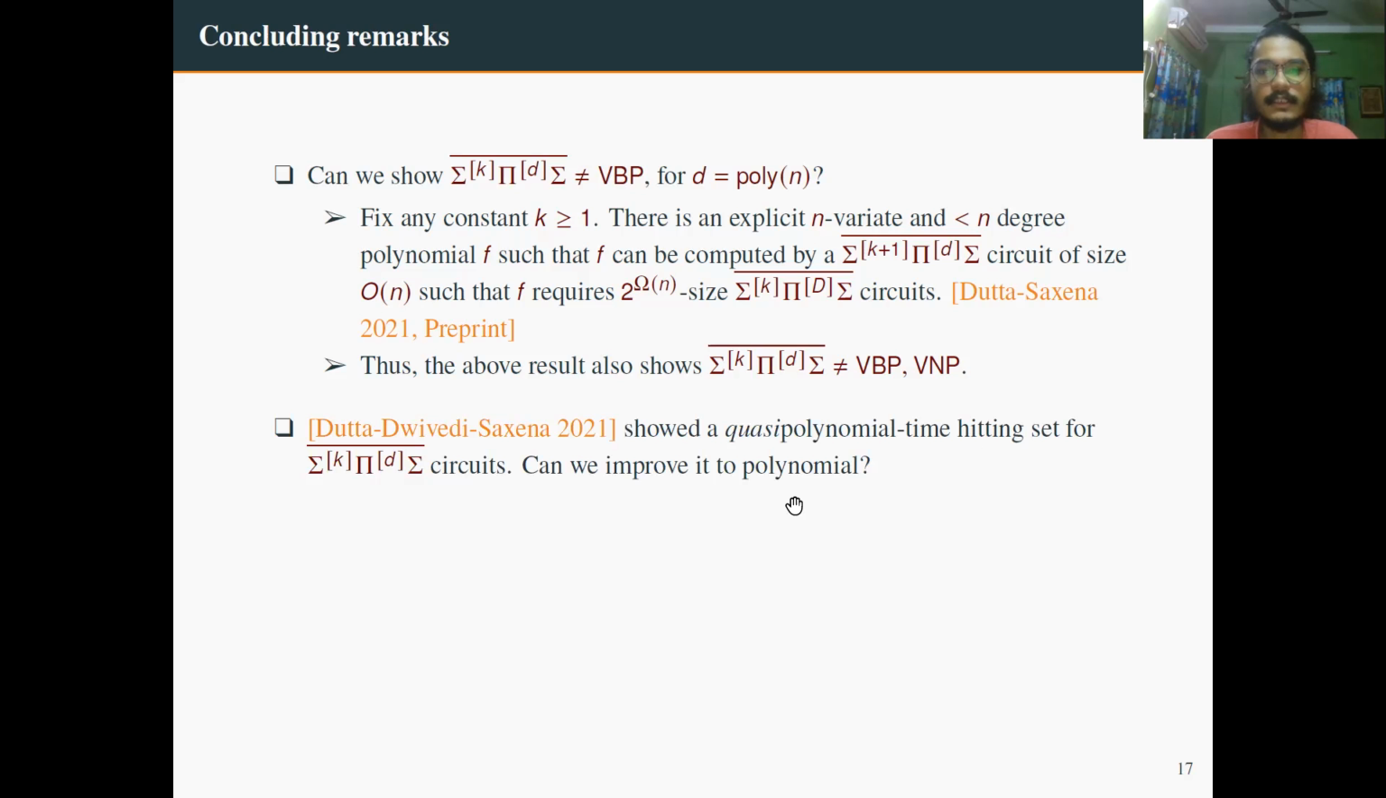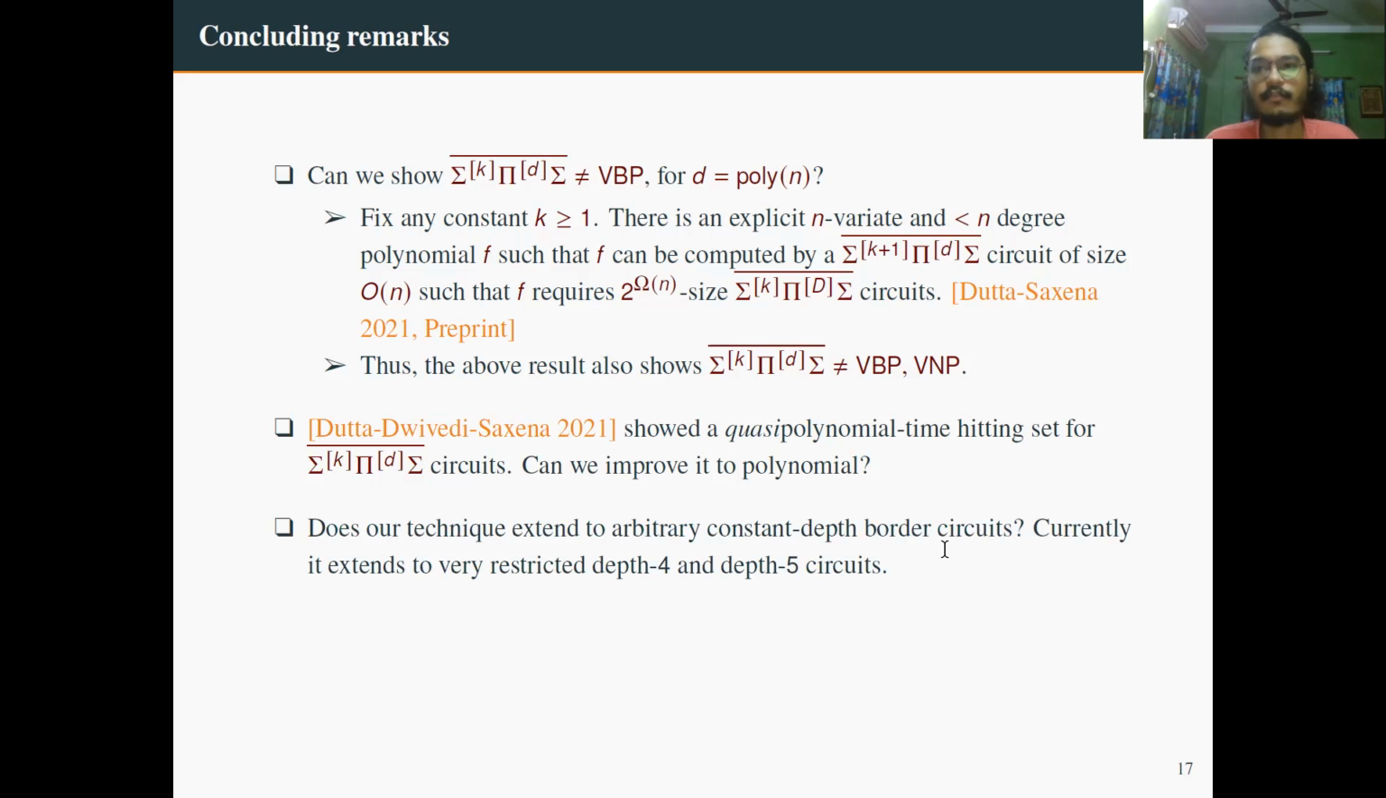Another interesting question is to improve the quasi-polynomial hitting set to a polynomial time hitting set for sigma pi sigma bar. And of course, the main goal is to extend these results to arbitrary constant depth circuits. Currently, they hold only for very restricted depth circuits. Yeah. So that's all I wanted to say.